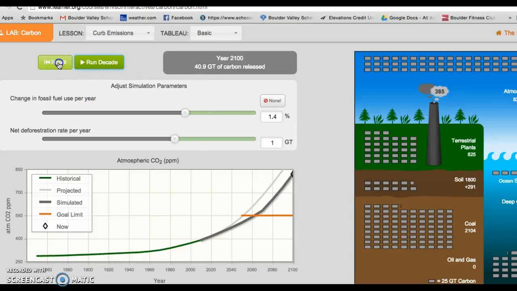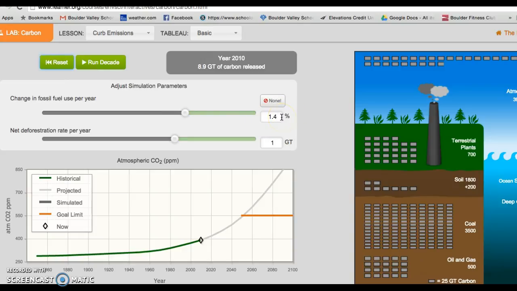So reset, and we're going to run 3 different attempts with different percentages, and you're going to see if you can figure out the percentage of emissions. Let's say, wow, 0.5. That would be a great goal, if that can keep it under this threshold of 500. So if I try that, I'm basically trying to get to 2100 without going over 550 parts per million. So that's step 2 of lesson 2.